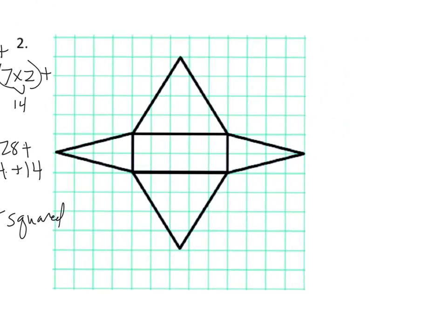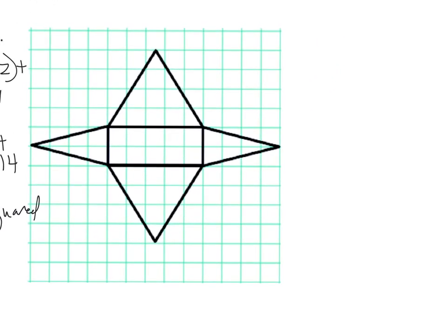Now we're going to take a look over here at this one. I see I have a rectangle for my base. So immediately I can do rectangular, and I see that all of them are going to be meeting at this point, the vertex, at the same vertex. So it's going to be a pyramid.